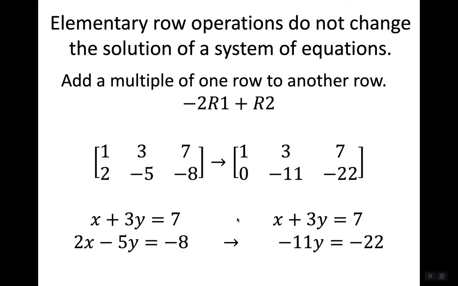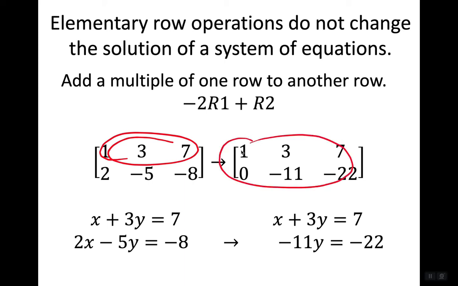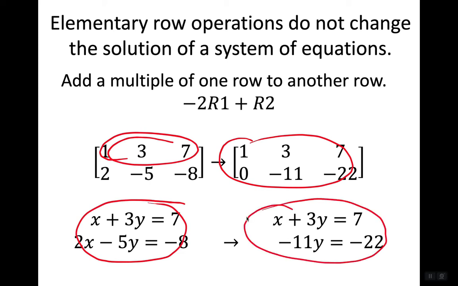How about adding a multiple of one row to another row, like negative 2 times row 1 added to row 2? When we multiply this row by negative 2 and add it to the second row, we end up with this matrix. That's the equivalent of taking this system of equations and replacing it with this system of equations, as we did a moment ago. That's not going to affect the solution of the system of equations, because anything that's a solution to this is going to be a solution to this.